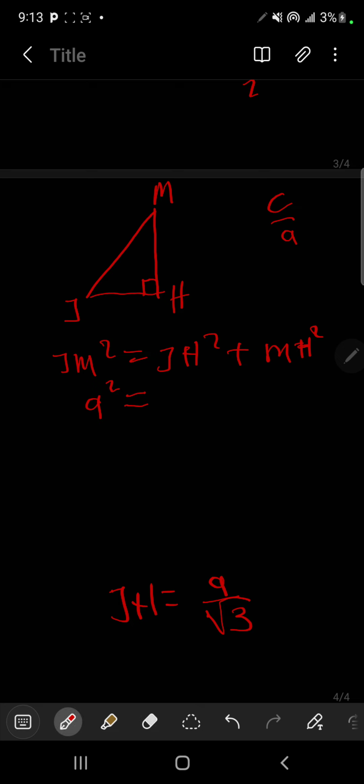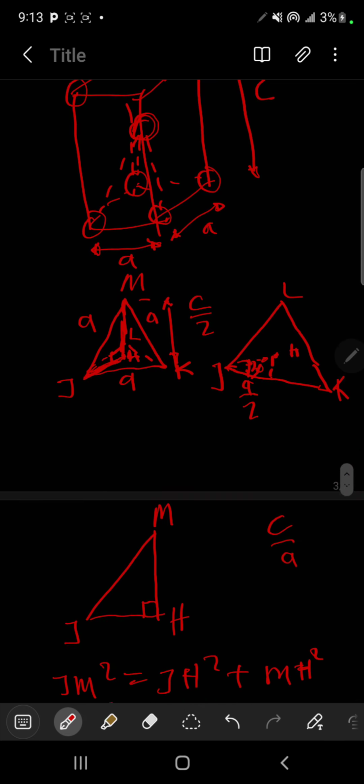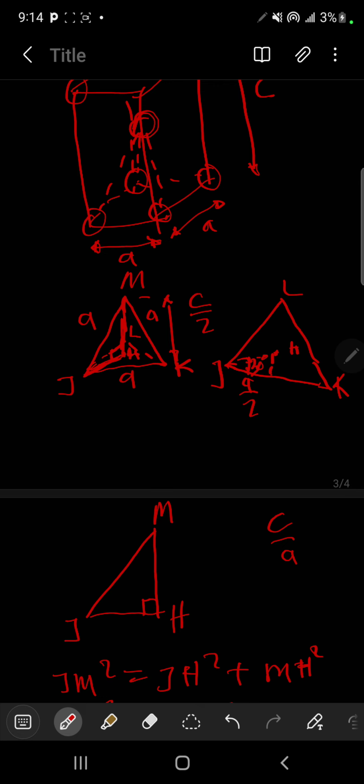So we have JH squared. We can easily plug it in there as well. So this would just be a over square root of 3 squared plus. We now need to get rid of MH. So we do as wise.